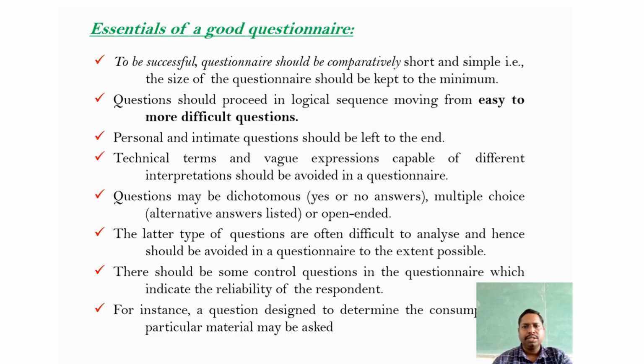Questions should proceed in a logical sequence, moving from easy to more difficult questions. There should not be a mixture of that. If a questionnaire is arranged from simple to complex, that would be good. Personal and intimate questions should be left to the end. Technical terms and vague expressions capable of different interpretations should be avoided in the questionnaire. Questions may be dichotomous, yes or no answers, multiple choice questions, or open-ended. The latter type of questions are often difficult to analyze and hence should be avoided in a questionnaire to the extent possible. There should be some control questions in the questionnaire which indicate the reliability of a respondent. For instance, questions designed to determine the consumption of a particular material.